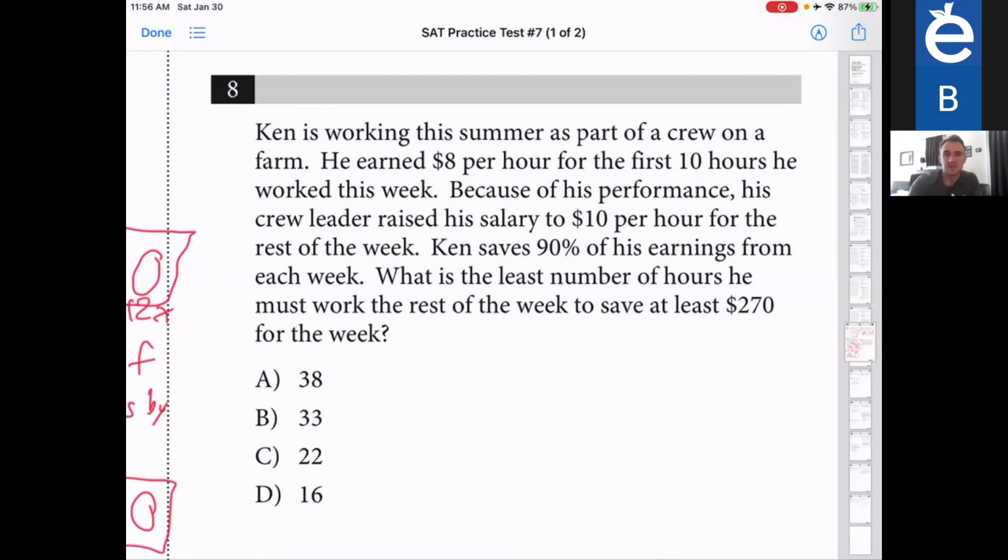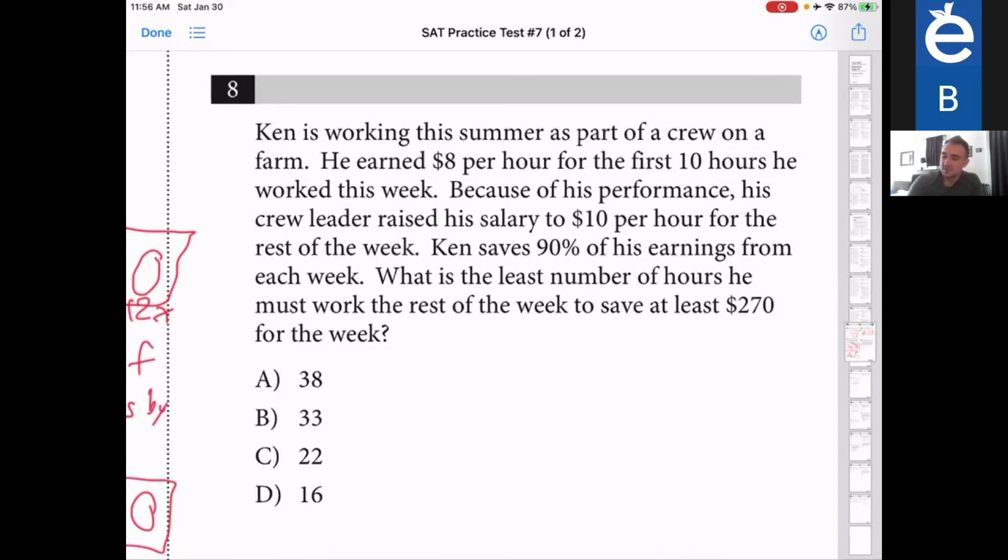What does it say? Ken is working this summer as part of a crew on a farm. He earned $8 per hour for the first 10 hours he worked this week. Because of his performance, his crew leader raised his salary to $10 per hour for the rest of the week. Ken saves 90% of his earnings from each week.